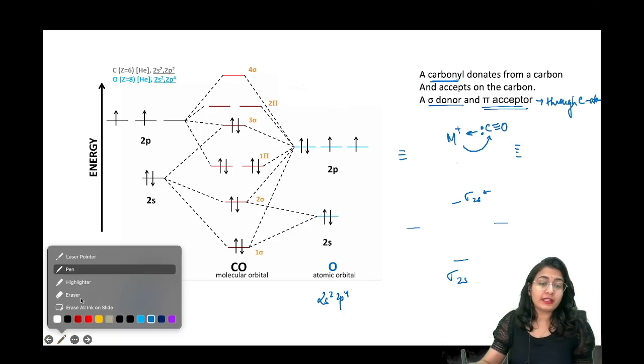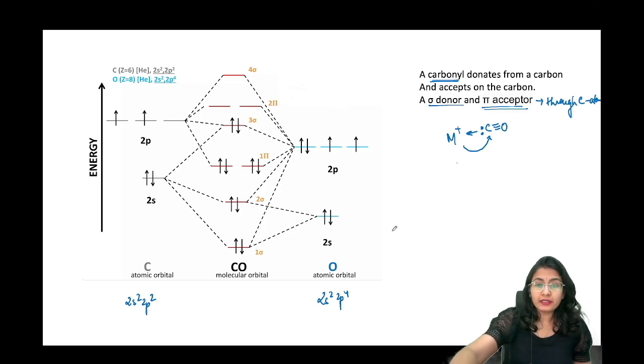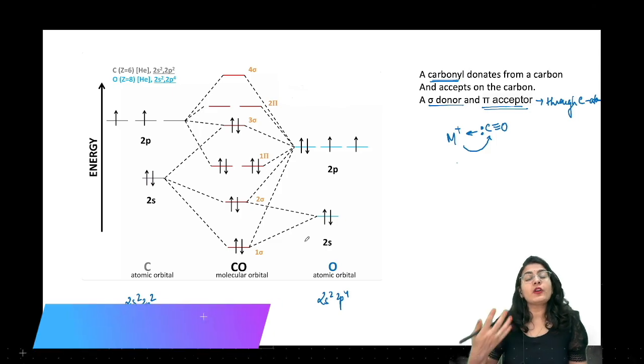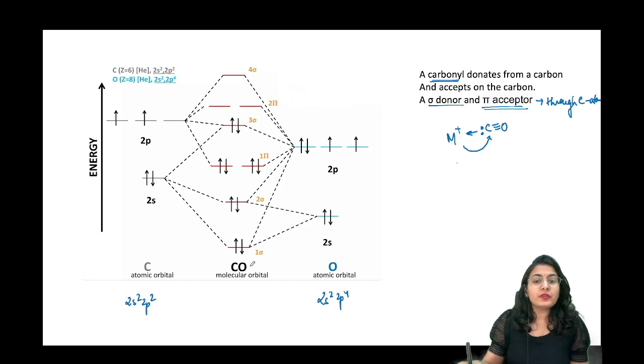But I have not done that. I've taken a combined diagram because this is the corrected diagram for the carbonyl. Why? Because it's not always about bonding or anti-bonding in carbonyl. It's about bonding, non-bonding and then anti-bonding. Got it? So we must be able to describe what is bonding, what is non-bonding, and that the orbital which is non-bonding is donating electron to the metal.